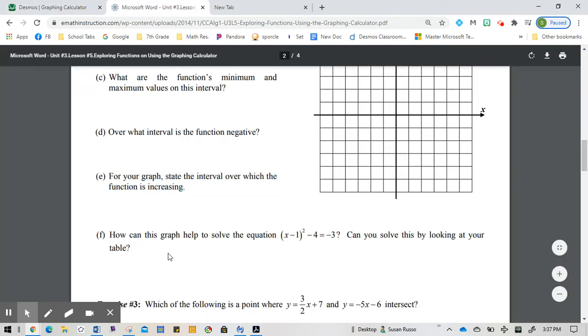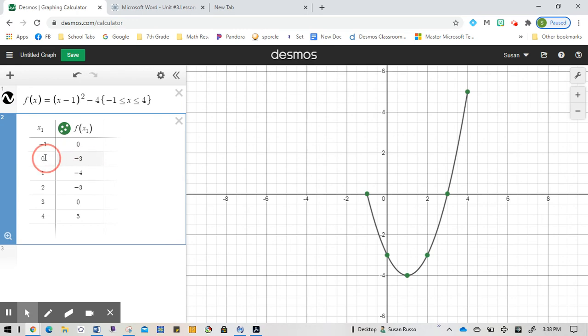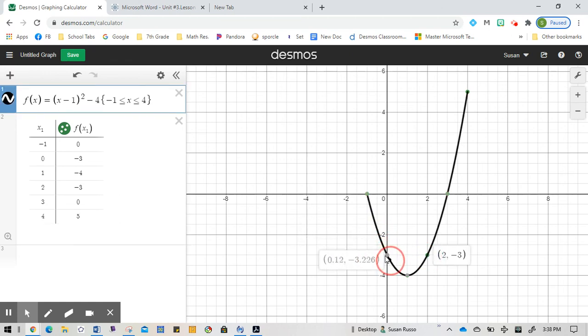Next question says, how can this graph help us solve this equation? Can we solve it by looking at the table? So when is, and this was the function that we typed in, when is it equal to -3? Well, let me look at the table. It's actually equal to -3 when x is 0 and when x is 2. If I look at the graph, the output is -3 2 times, here and here. I can see that by looking at those points or by sliding points around until I get to where I want my answer to be.